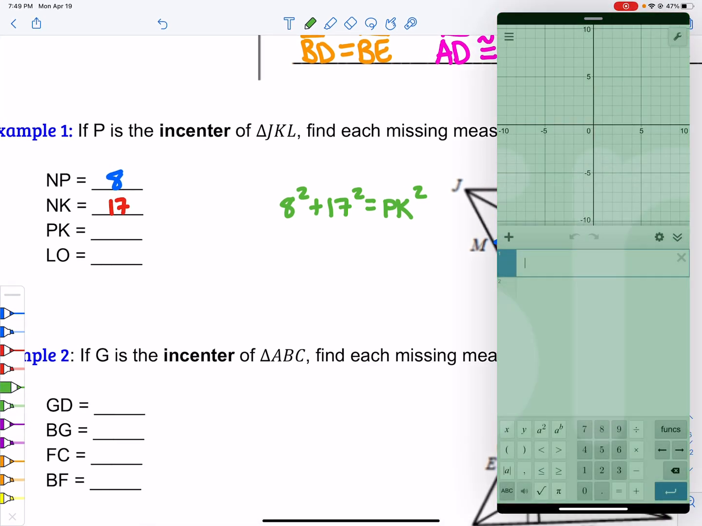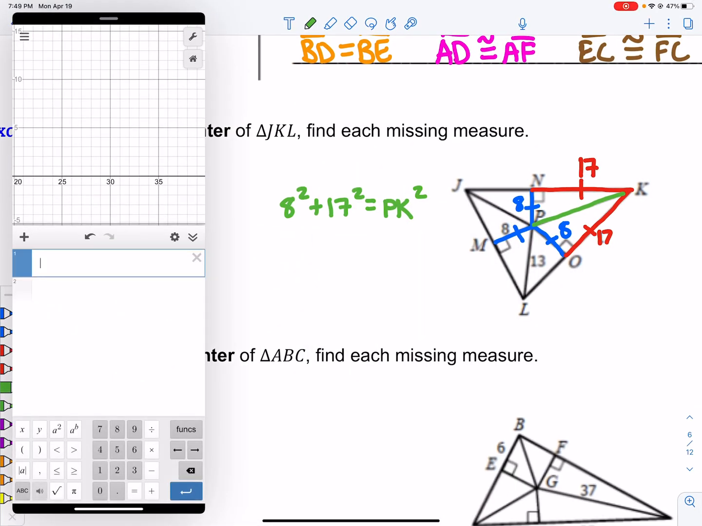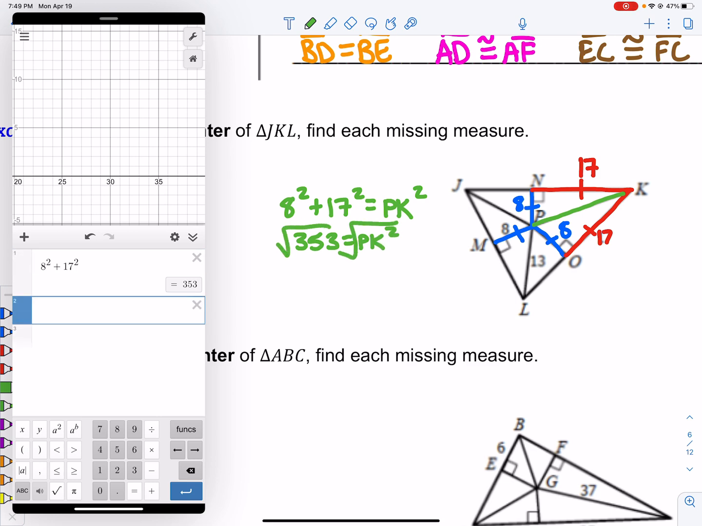All right, so let's bring up our calculator. Let me scoot it over here. Let's figure out what is 8 squared plus 17 squared. We can type all that in at once. We get 353 equals PK squared. So we just have to take the square root of 353. And we get about 18.8.